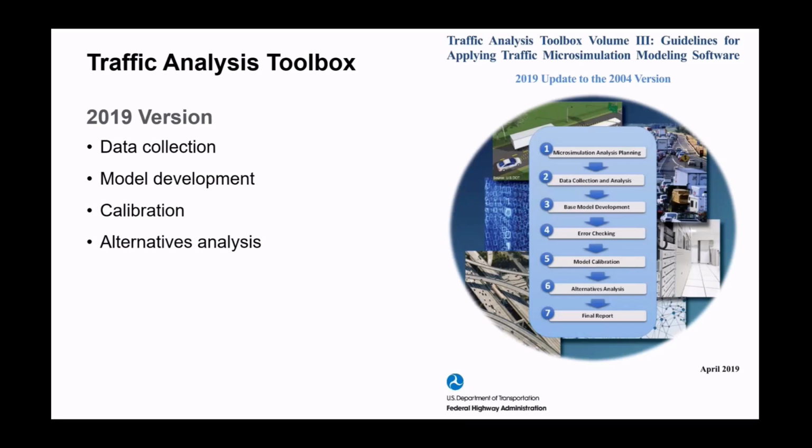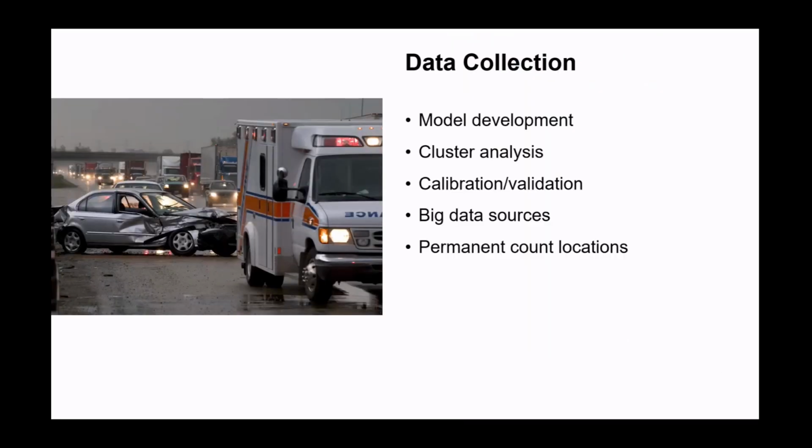So 15 years later, we've got the updates, a lot of similar topics. Data collection, as we talked about a bit yesterday, looking at first model development, what do you need? Geometry, signal timing. Now what you need for cluster analysis, the amount of data, and thinking about what data you might need to be able to distinguish travel conditions within your study area. Calibration validation, a system measure and a local performance measure.